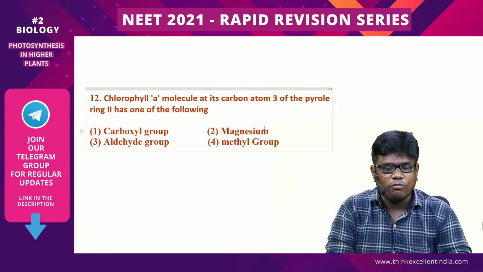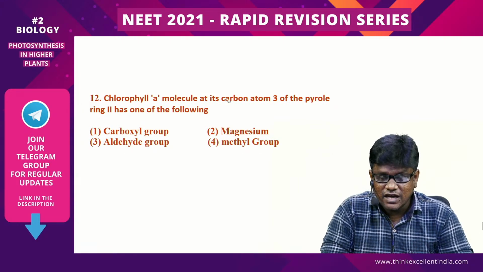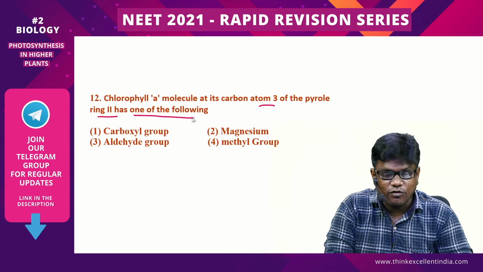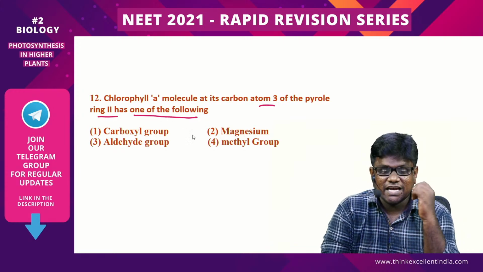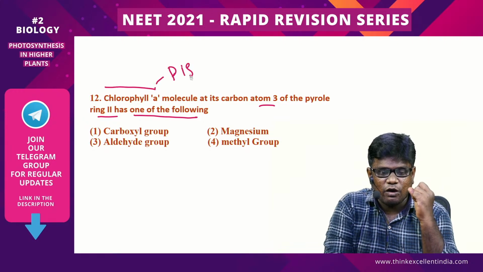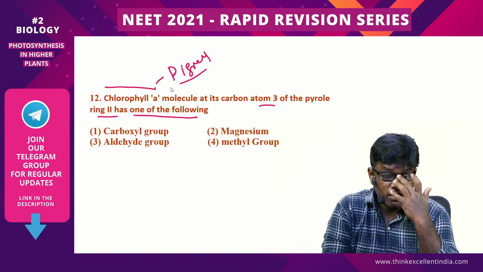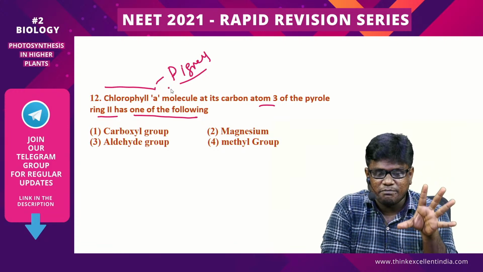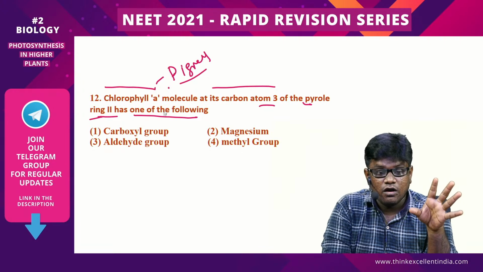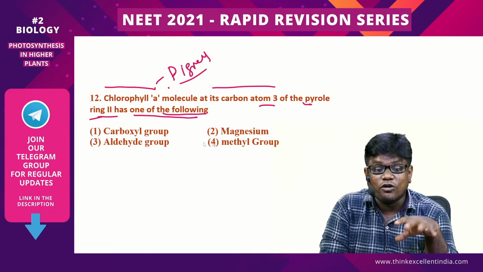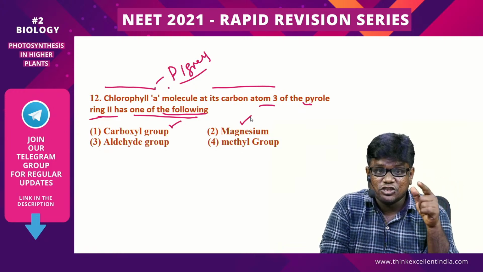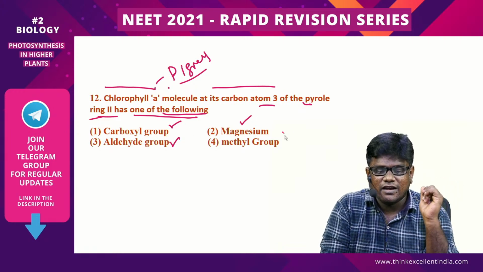And now we're going to talk about the chlorophyll molecule, at its carbon atom 3 of the pyrrole ring 2, one of the following. In this question, chlorophyll A is a kind of pigment. You have to be very clear with that pigment, the structure of the pigment, its carbon atom 3 of the pyrrole ring 2. One of the following groups is attached. They are asking which group: carboxyl group, magnesium attached, or aldehyde and methyl group.